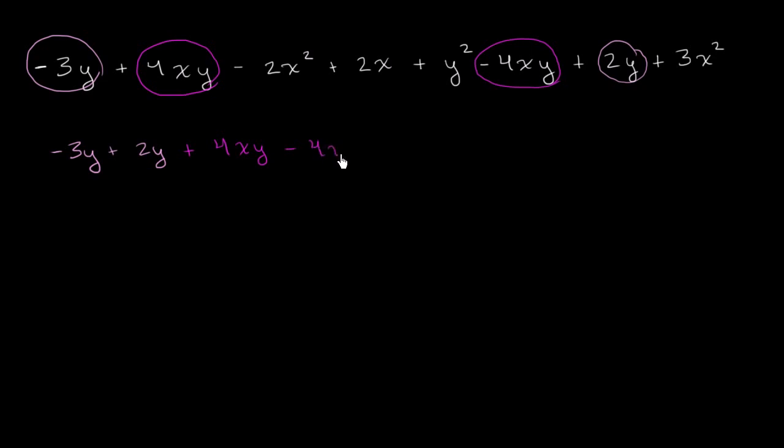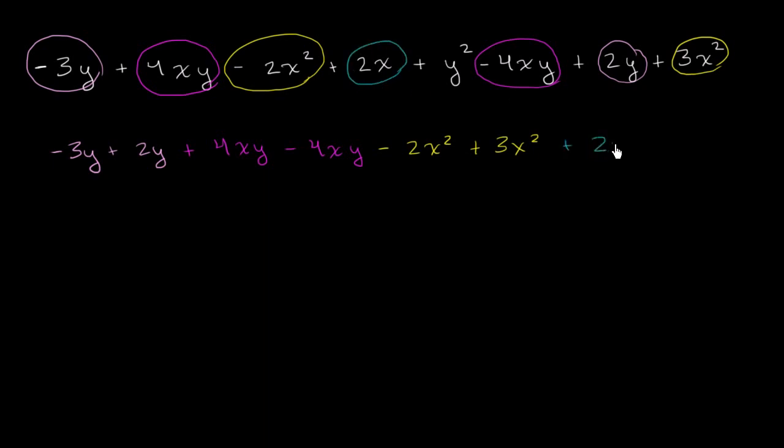So minus 4xy. Then let's go to the x squared terms. I have negative 2 times x squared, or minus 2x squared. Do I have any other x squareds? Yes, I do. I have this 3x squared right over there. So plus 3x squared. And then let's see, I have an x term right over here, and that actually looks like the only x term. So that's plus 2x. And then I only have one y squared term. I'll circle that in orange. So plus y squared. So all I have done is I've reordered the statement, and I've color-coded it based on the type of term we have.